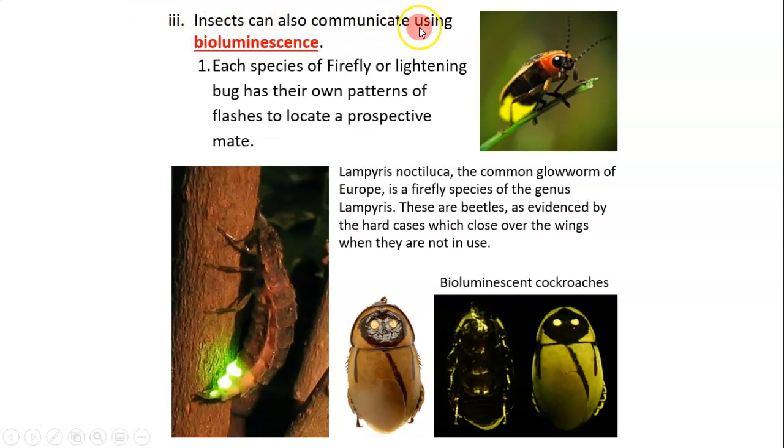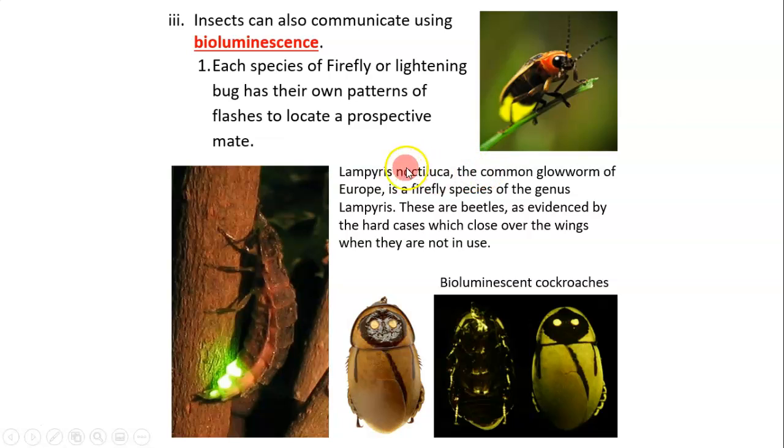Now, insects can also communicate by using bioluminescence, one of my favorites. Bio means life, luminescence means light, so this is life that makes its own light. These animals that you see in these pictures, these two here, are fireflies. Each species of firefly or lightning bug has its own pattern of flashes to locate a prospective mate.